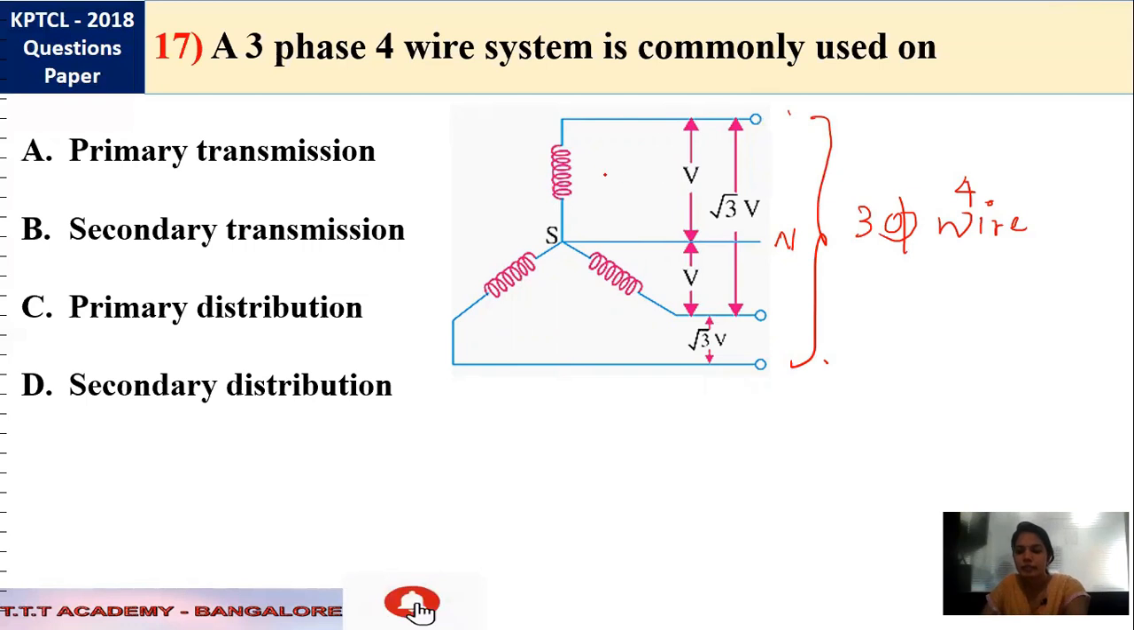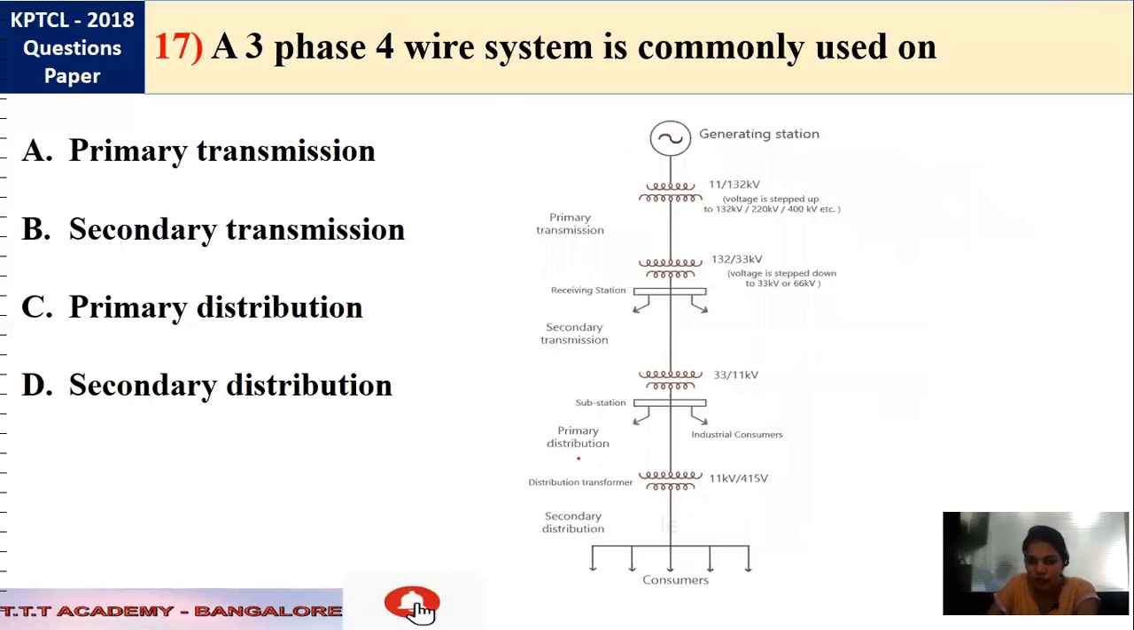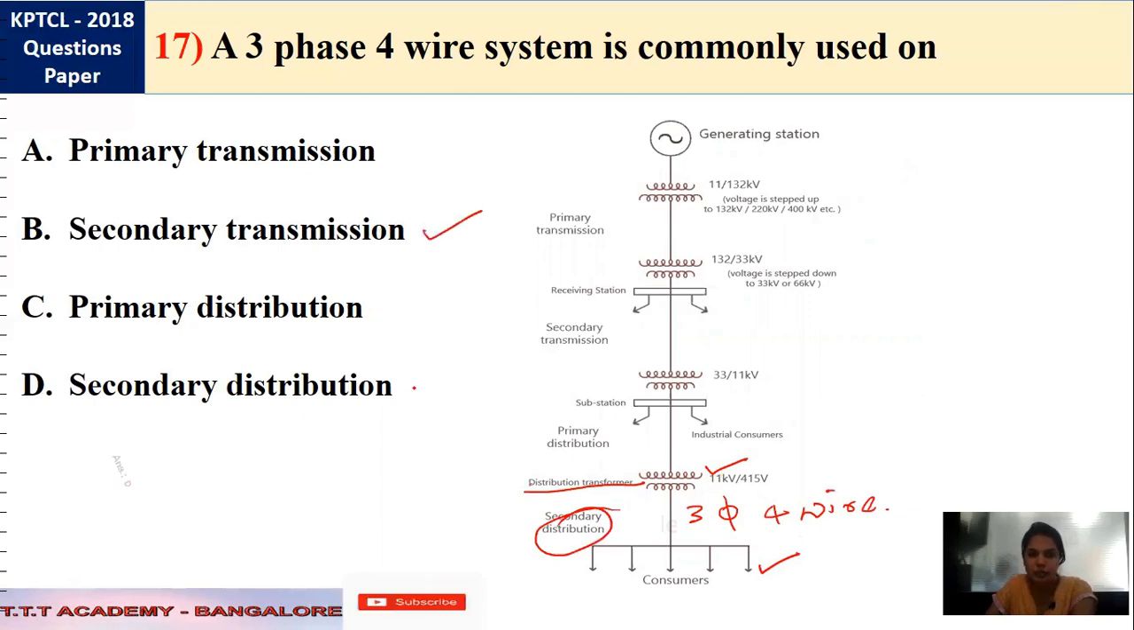a three-phase four-wire system, where we can see such wires between the distribution transformer and the consumers. So here we can see the three-phase four-wire system in between the distribution transformer and the consumers. So what is this distribution called? Secondary distribution. Hence, the answer is option B, secondary distribution.